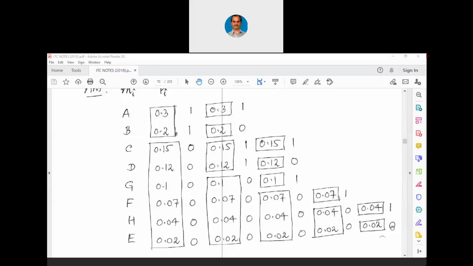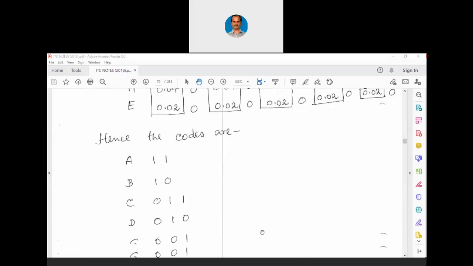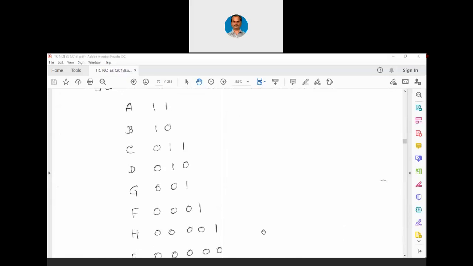So that is how Shannon-Fano's algorithm came into the picture, and this is quite simple. Now we have the final code. For A it is 1 1, for B it is 1 0, for C it is 0 1 1, D it is 0 1 0, G is 0 0 1, F is 0 0 0 1, H is 0 0 0 0 1, and E is 0 0 0 0 0. Now this is how the final coding is done. So hence the codes are, you can see here.